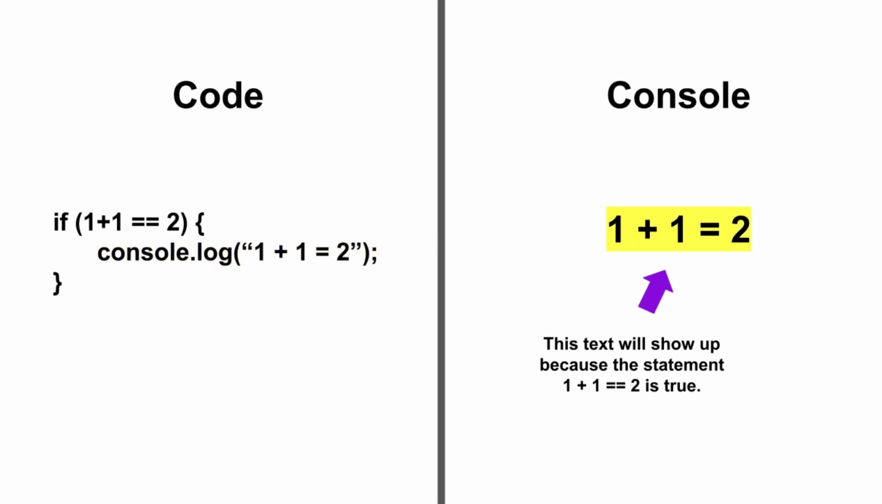Before proceeding, if you are wondering why we are using two equal signs, then I have an answer for you. In JavaScript, a single equal sign assigns a value to a variable, while a set of double equal signs checks if two things are the same.